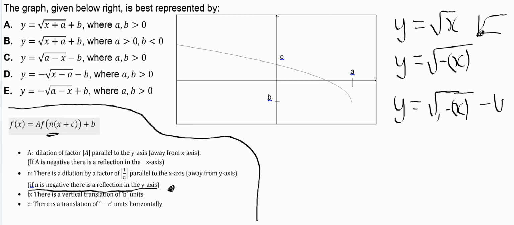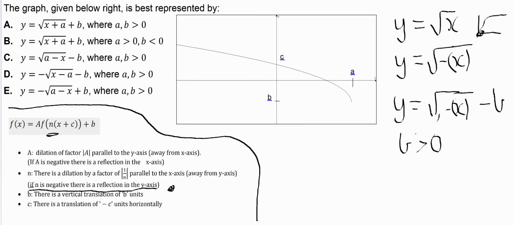minus b. Now if you're going to say minus b and not plus b, you want to put in a note there saying that you're going to assume that because it's going down, it's going to be going minus a positive number. So that's b, assuming b is a number greater than 0. If you were going to say y equals the square root of negative x plus b, then we'd be assuming that b is a negative number on the graph.